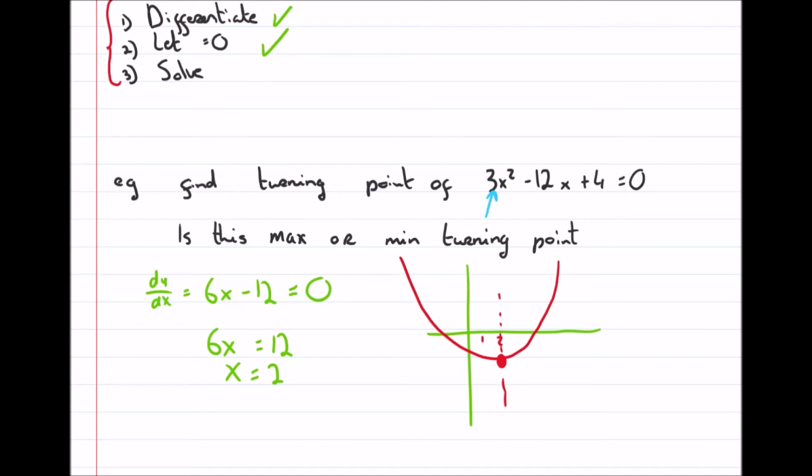Now they're asking here, is this a maximum or minimum turning point? Well, before I even show you the exercise that we can do to find that out, intuition would tell us that it's a minimum point because we know the shape of the graph. So it has to be a minimum point, alright? But there is another way of finding it out.